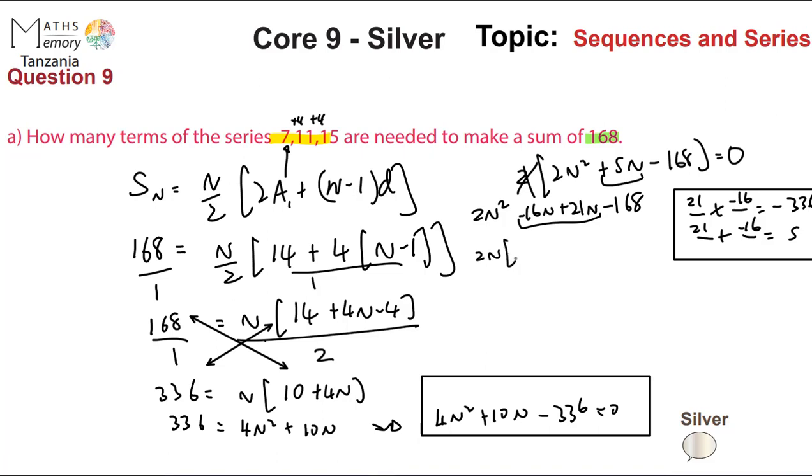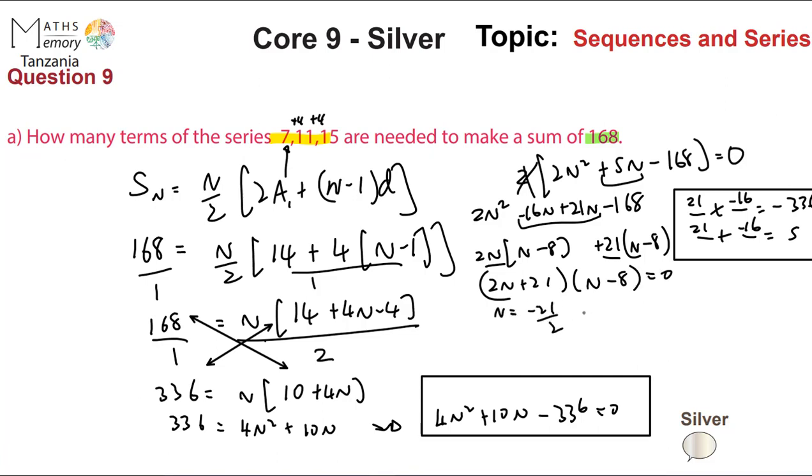Factorize this, so 2n over here, and we get n minus 8. Okay, we write n minus 8 again over here. This will be 21. So 2n plus 21 is one bracket, and this is n minus 8 over here, equals 0. So n will basically be minus 21 over 2, which doesn't really exist, or n would be a value of 8. So n is 8, that's the answer for this. The sum of the first 8 terms of this arithmetic series will give you n equals 8. That's how you do this.